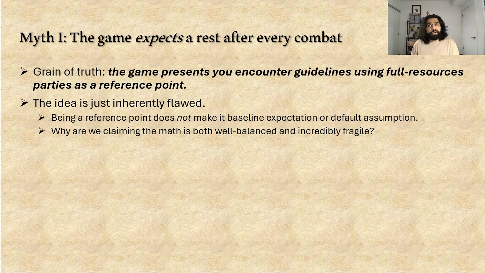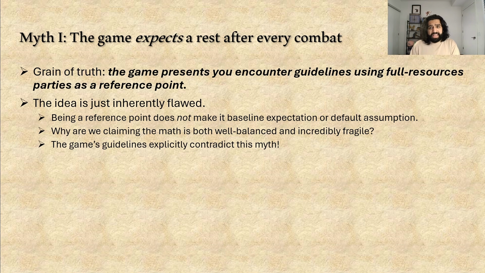And in fact, the folks saying that you need to stick to these encounter guidelines tightly are usually the biggest proponents of the idea that the game's math is generally tight. Well, if it's tight, why do you also think it's so fragile that you cannot be a few HP under your maximum or 1 focus point below your maximum when a moderate threat encounter starts? Why would that be the case? How is it both tight and fragile? Which is it? Funnily enough, the game has many guidelines that explicitly contradict this myth.